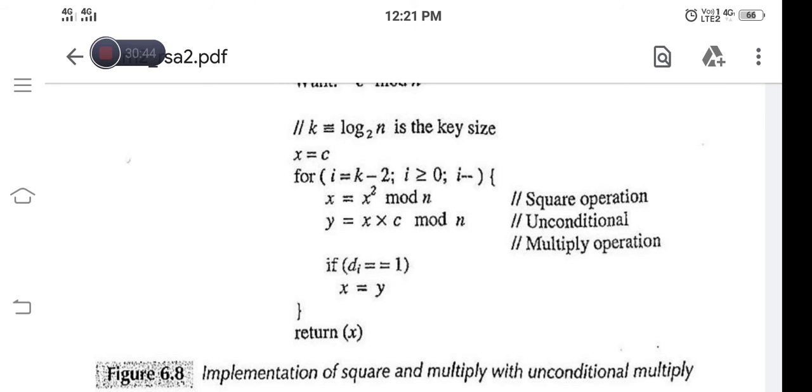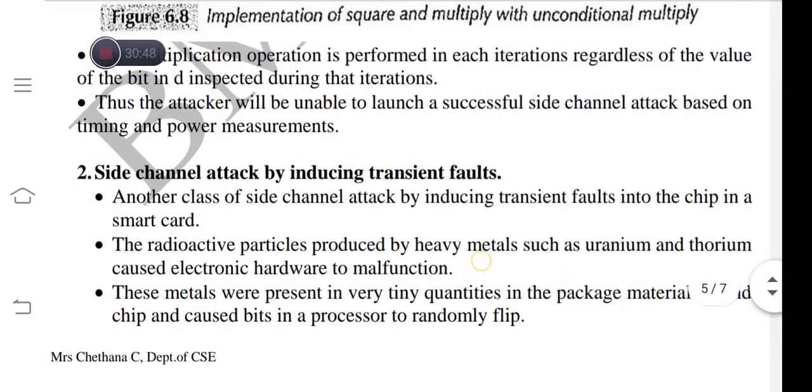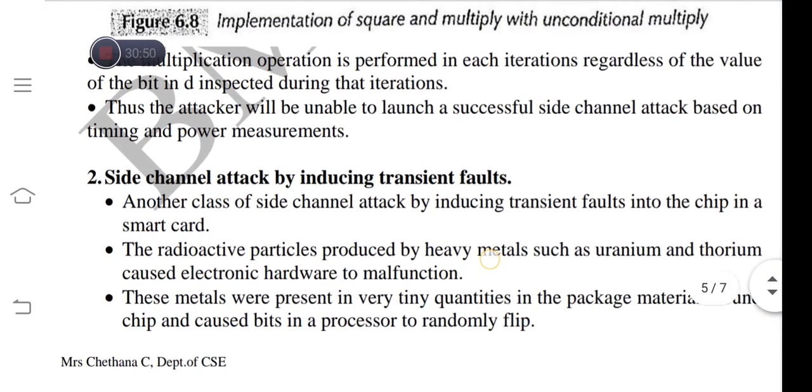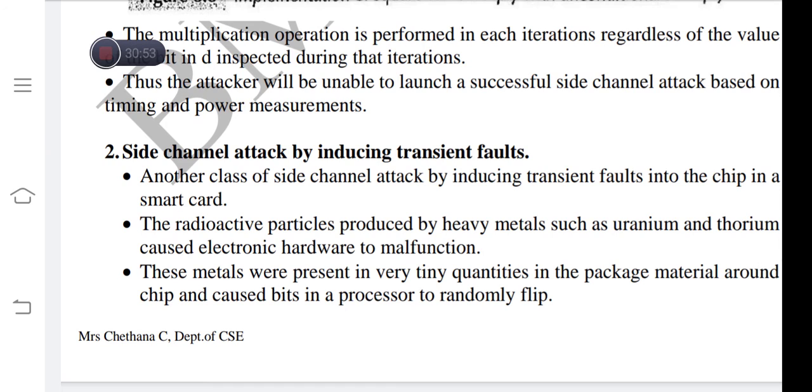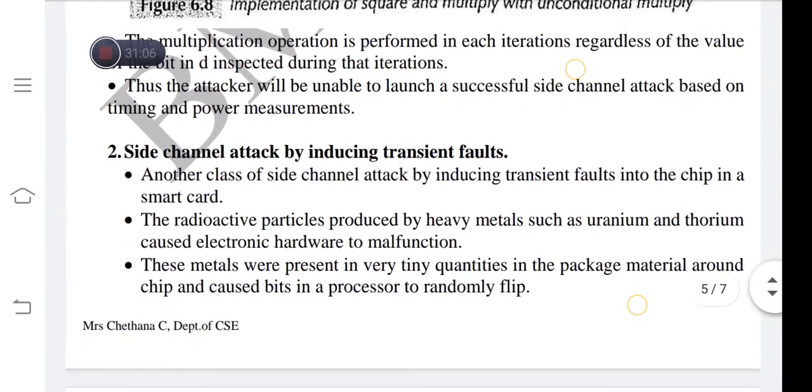Now let us see further what will be the disadvantage of this algorithm. The second method of the side channel attack is by inducing transient faults. The first method was using the timing and power consumption. The second method is by inducing the transient faults into the chip in a smart card.